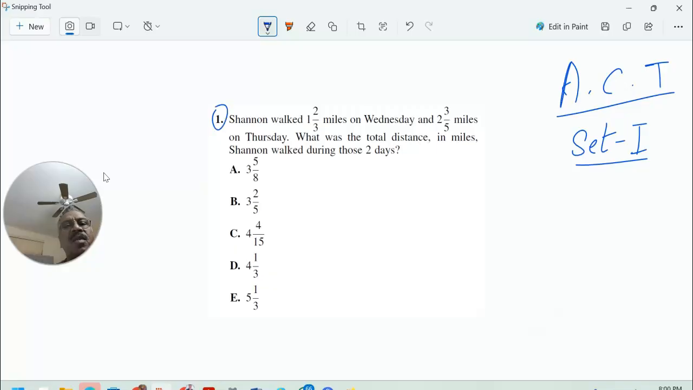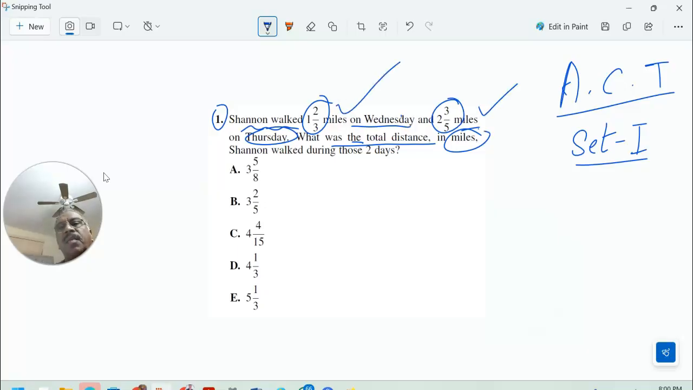So the first question is here: Shannon walked 1 2/3 miles on Wednesday and 2 3/5 miles on Thursday. What was the total distance in miles? So the good news is this is given in miles. This also is given all three. So we don't have to worry about the units. Shannon walked. So what is the total distance in 2 days?